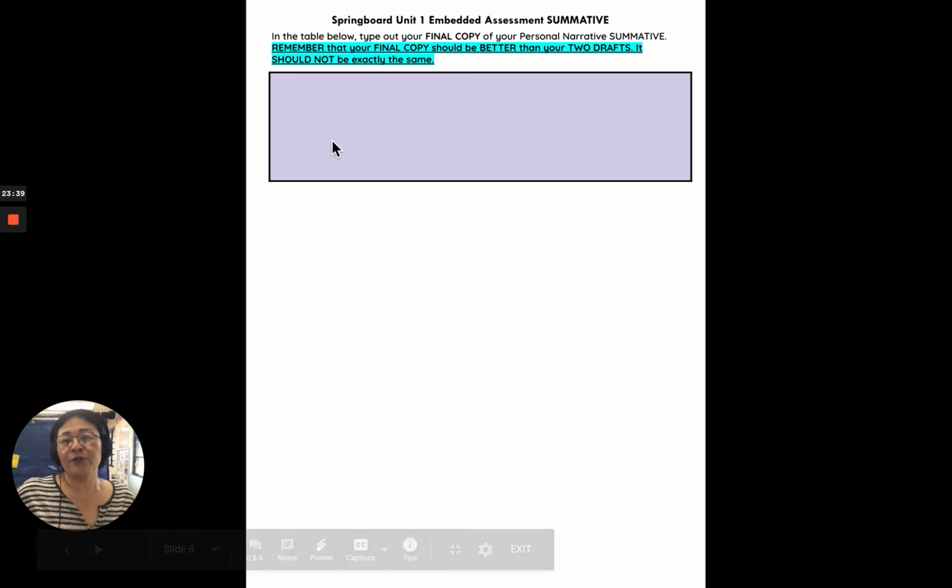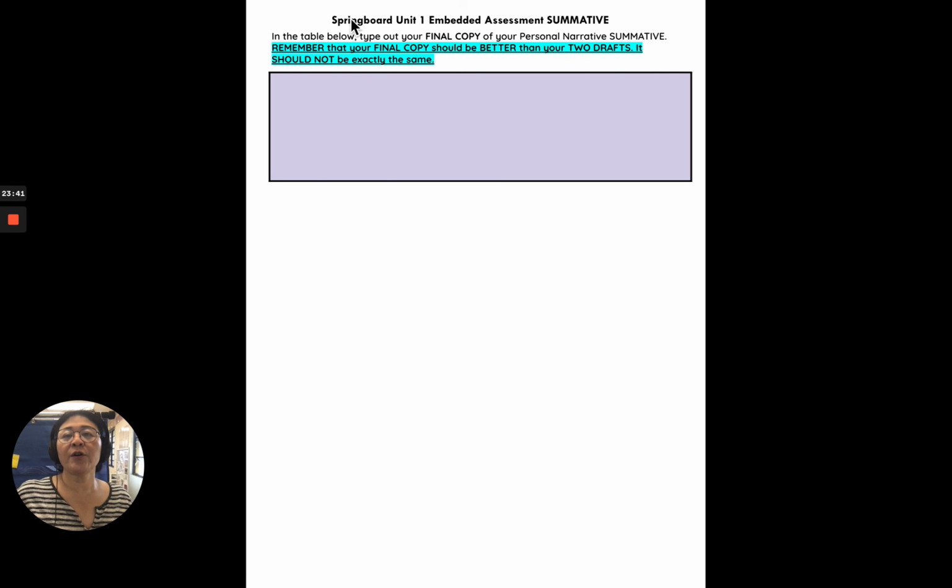Here is the last page. This is your Springboard Unit 1 Embedded Assessment Summative. In the table below, type out your final copy of your personal narrative summative. Remember that your final copy should be better than your two drafts. It should not be exactly the same. I repeat, it should not be exactly the same.